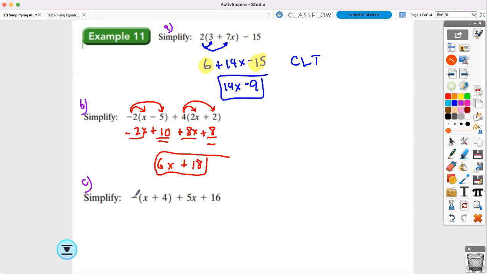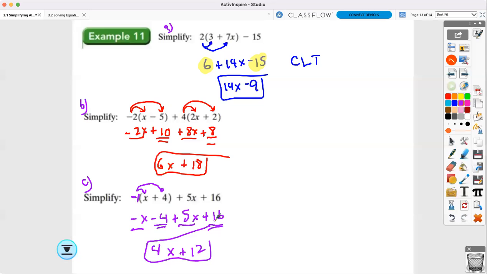Now let's go to the last one. What number is right here next to this minus sign that we do not see? It's 1. Invisible 1. What kind of one, class? Negative. Negative. Excellent. Draw your arrows. -1 times x is -x. -1 times 4 is -4. Bring down the 5x plus 16. Combine the x's and then the constant terms. -x plus 5x is 4x. -4 plus 16 is 12. And we are done.